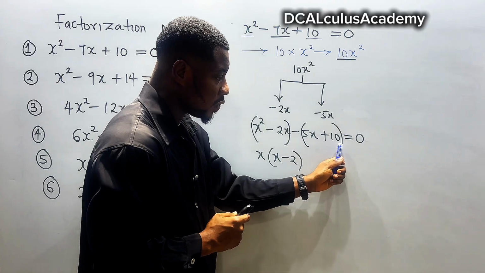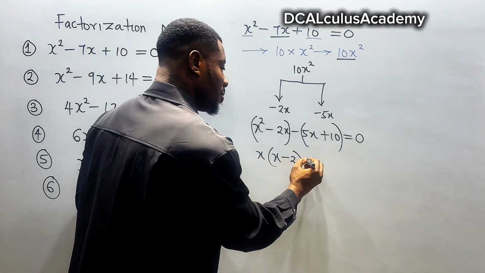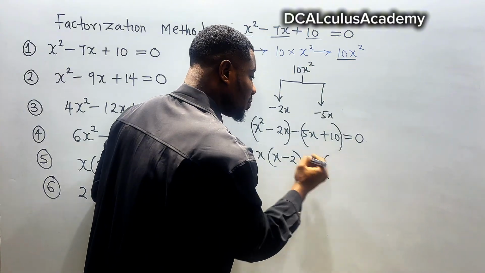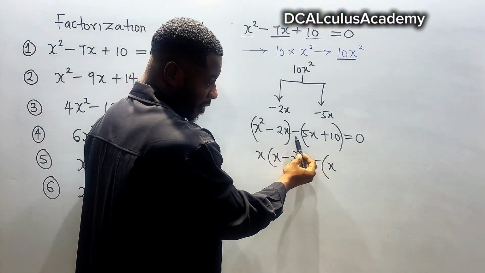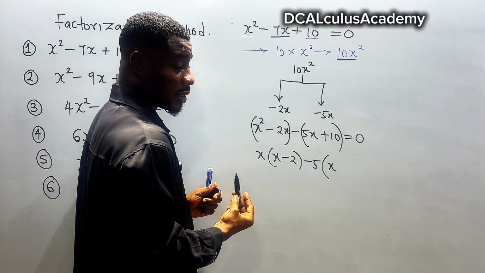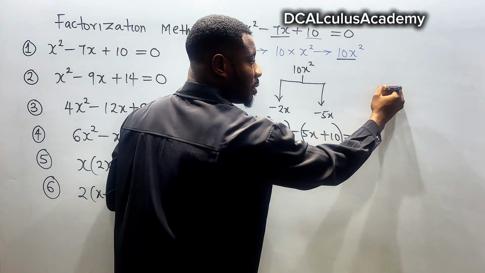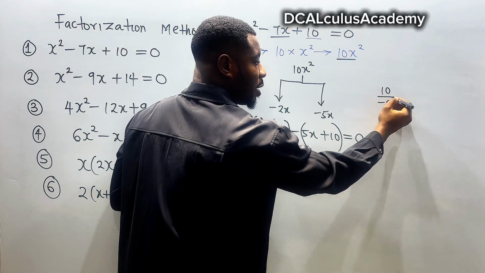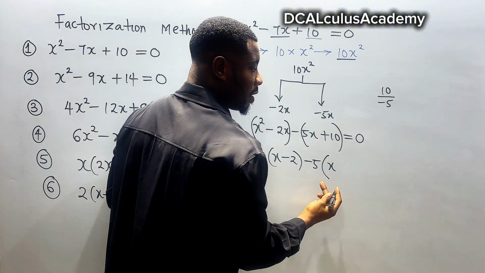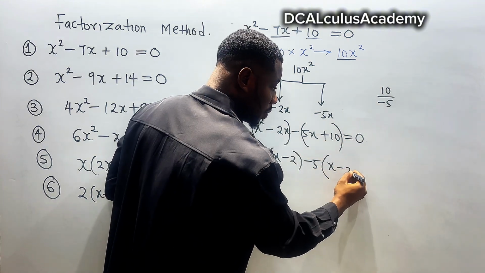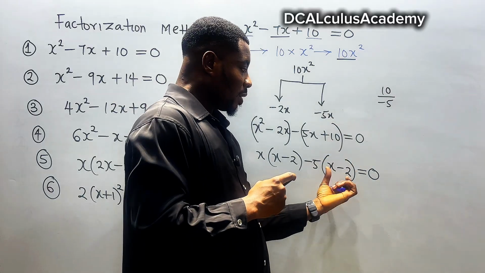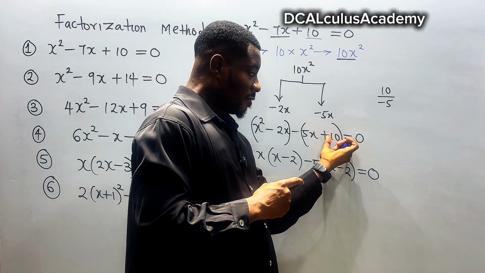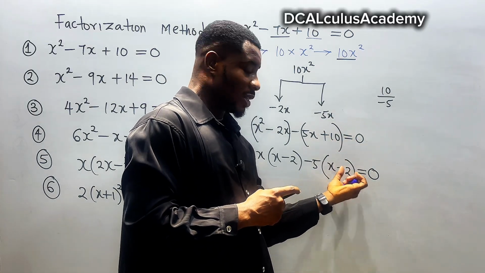So it means that I have to factorize minus 5 from here. When I factorize minus 5 from here, I'll be left with what? x, because minus 5 from minus 5x leaves me with x. Now, 10 divided by minus 5 will give me minus 2. So I'll be left with minus 2 here. Why I did this is that I'm bringing out minus 5 from positive 10. The result is negative 2.